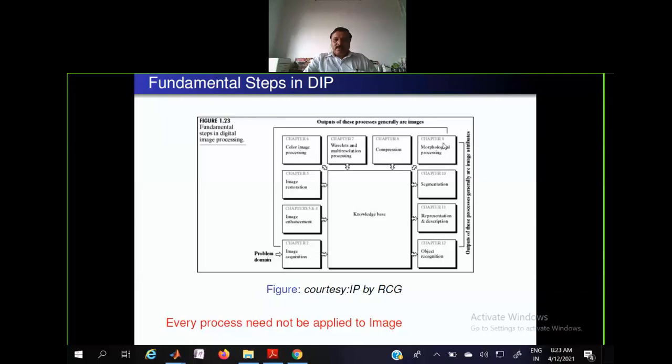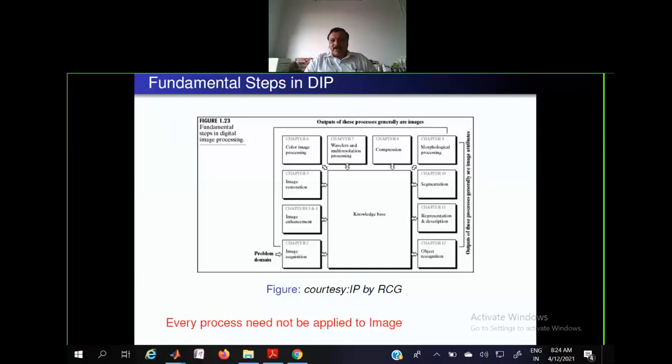Then morphological processing, which you are going to study in the last unit. What it does is improve the features of an image. For example, consider a character recognition system. The character has to be completely written, then only you can recognize it. Because of some problem while acquiring, if the character is not completely visible, you may have to fill in this data by using some processing technique. That filling operation is done by using the morphological processing technique.